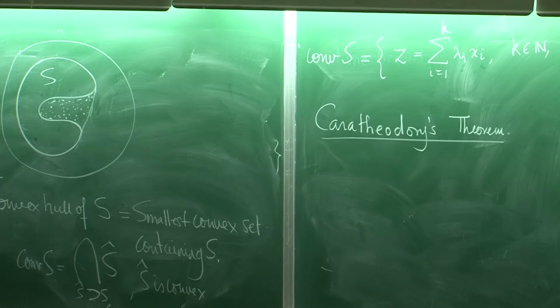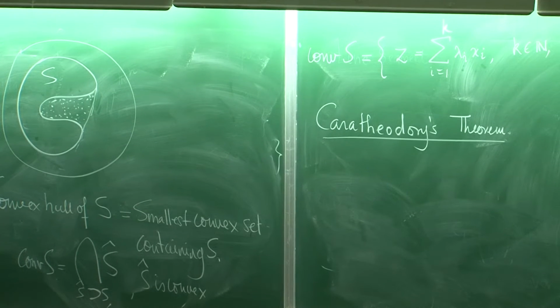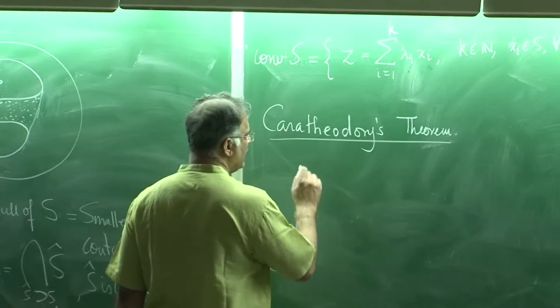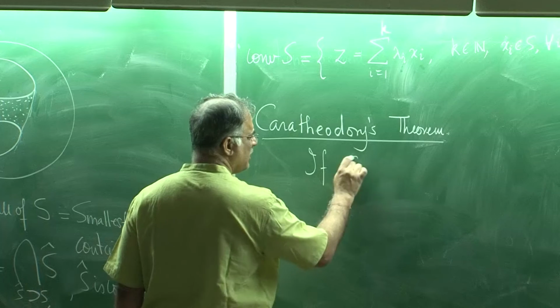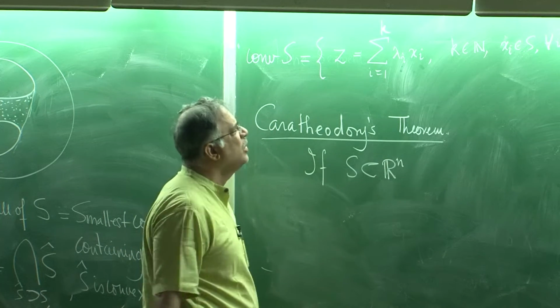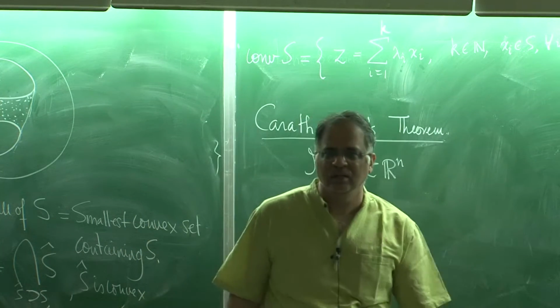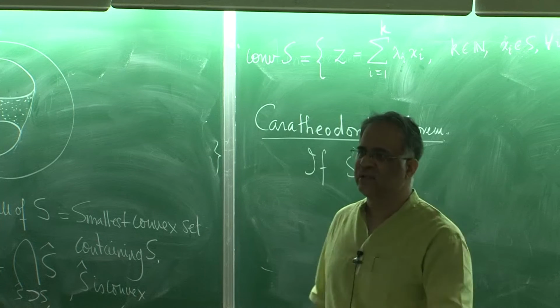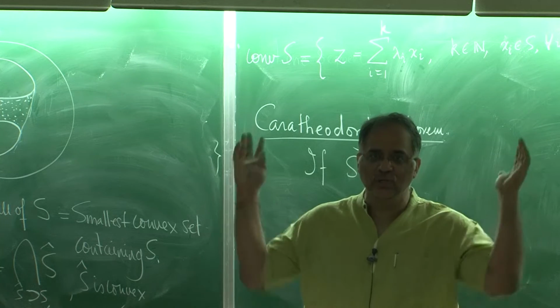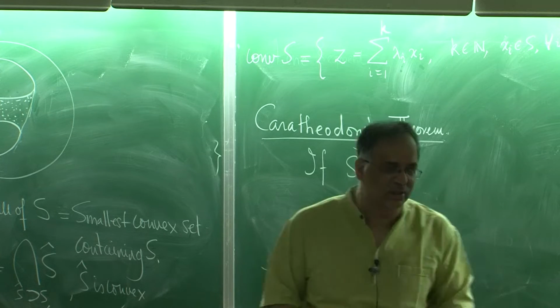So, in Carathéodory's theorem, what do we learn? Carathéodory says if S is a subset of Rn, then I need not bother with changing this k, I can fix this k and I will use only that number of elements. So, you see huge simplification, huge immediately.